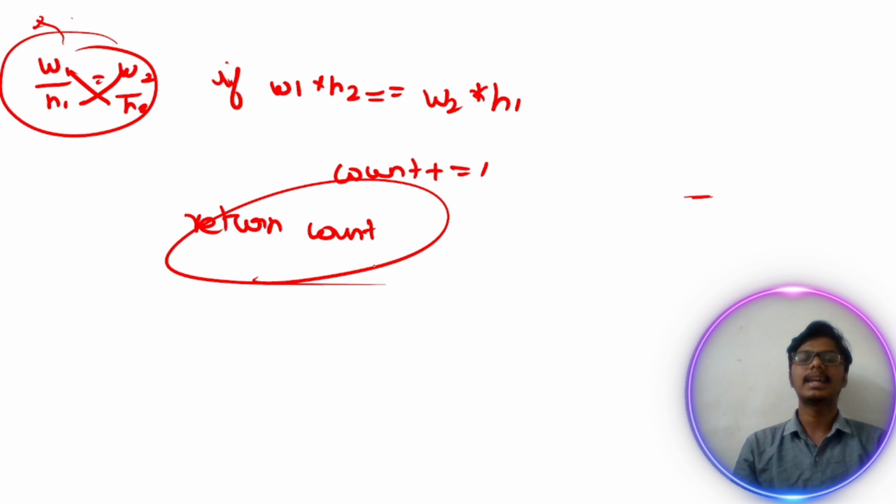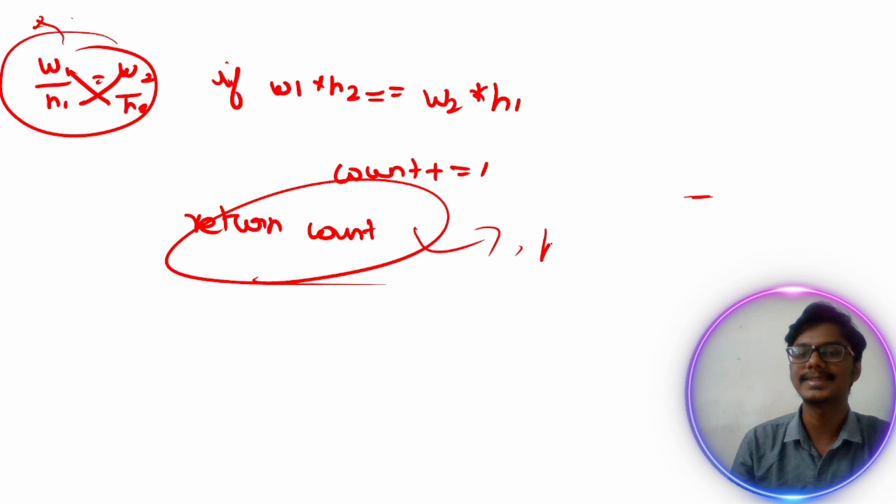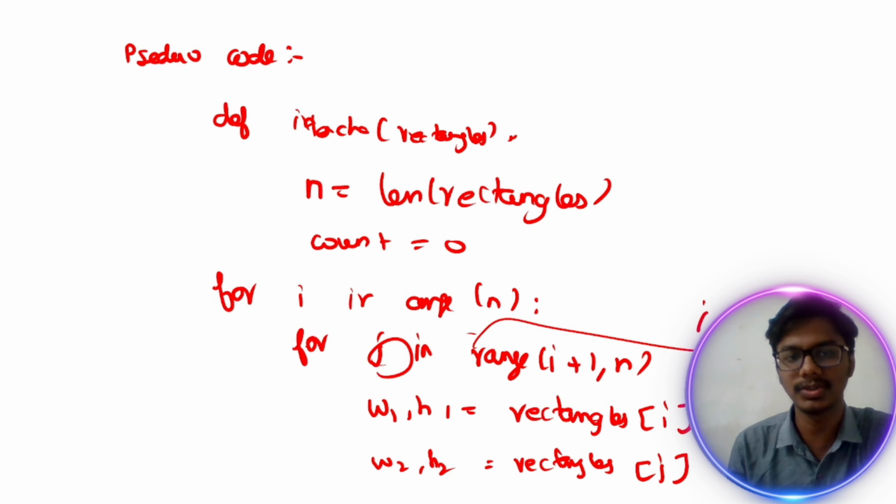Now in this count, I have the pairs. How many pairs are interchangeable, I have. Okay, that's all about the brute force solution.